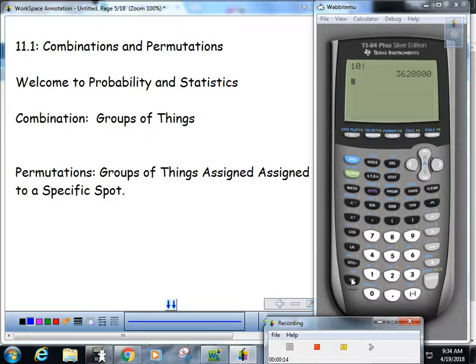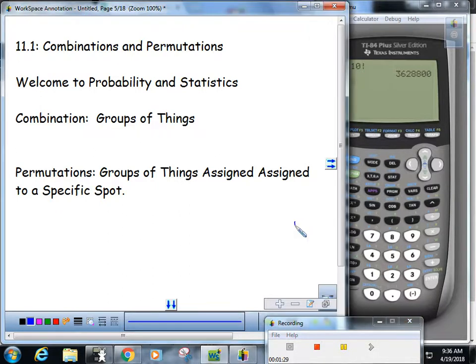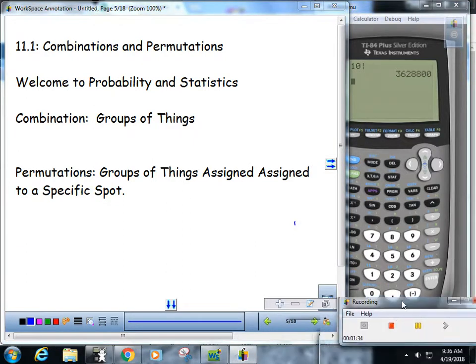So, look, there's a lot to learn here. I'm going to do it in the most simple way that I can, but basically the key of this lesson is understanding the difference between a combination, which is a group of things, and a permutation. And that's a group of things that are assigned into a particular spot. So as we go through this lecture, I think you'll maybe get an idea of the difference, and then we'll also show you how to figure them out.